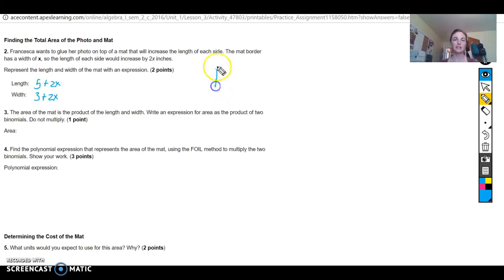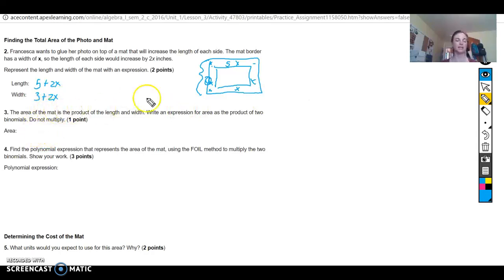And what that's saying here is that I have this 3 by 5, okay? But now I'm going to put it on top of a mat that is X and X and X and X. So that width is this 3 plus an X plus an X, and the length is 5 plus an X plus an X. And so now we're going to have binomials to multiply to come up with the area, okay?